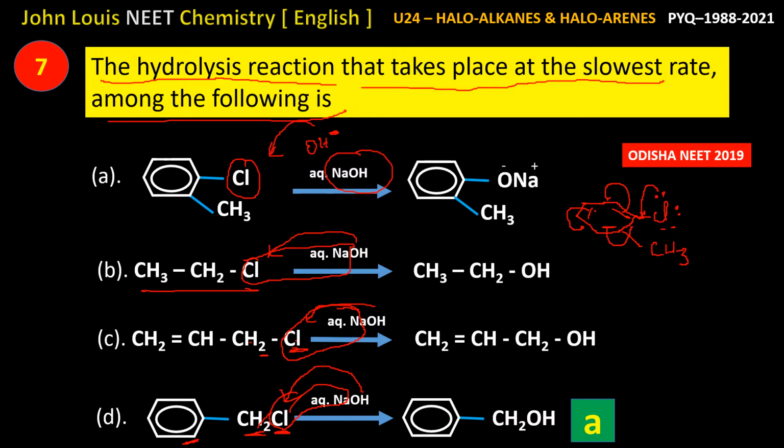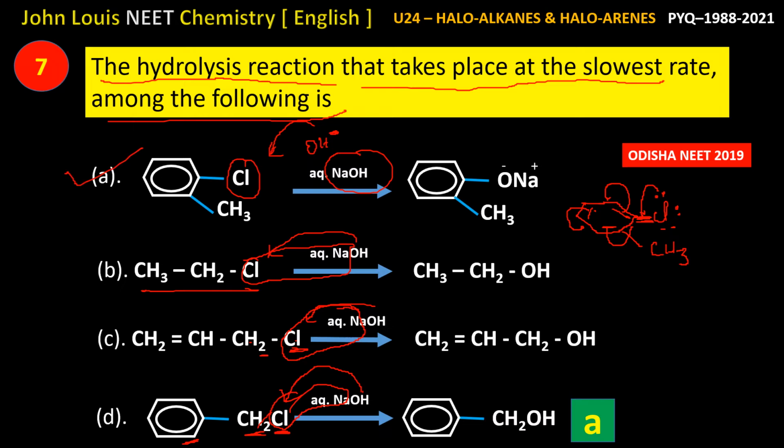Therefore, the stability is greater, and due to conjugation, the single bond acquires partial double bond character. Because this pair of electrons comes here, and then this pair of electrons is shifted to the next place. Therefore, here a double bond is created, so this bond becomes stronger. Therefore, it cannot be substituted easily. So that is why option A is correct here.